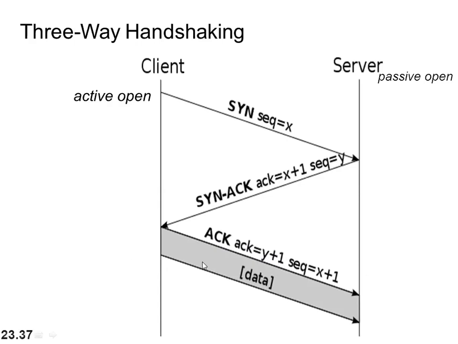Now, once it is done, all the data transmission is going to take place. This acknowledgement packet need not have any sequence number, but if it is carrying data, the client can send acknowledgement as well as the data to the server. If it is carrying the data, then it is going to contain the sequence number. Otherwise, the acknowledgement packet will not have any sequence number.